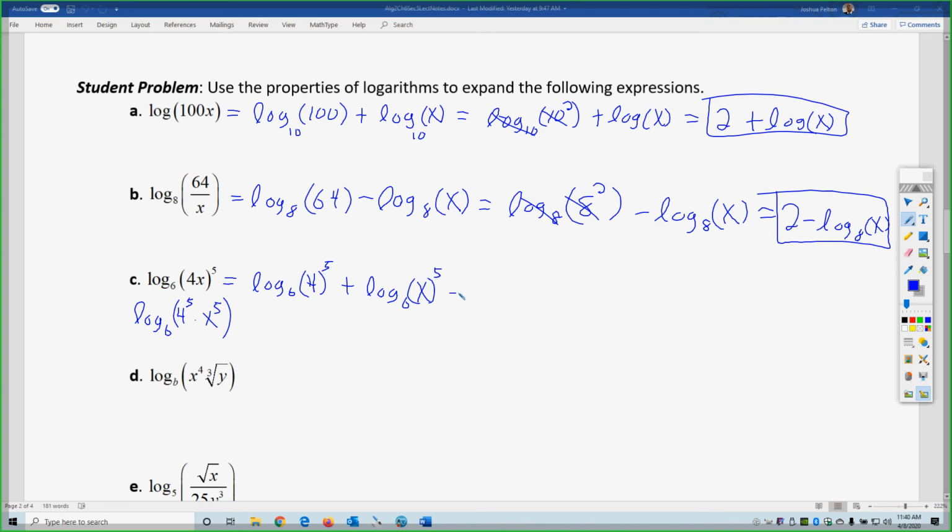Okay, so it needs to go out front. So that's 5 times log base 6 of 4 plus 5 times log base 6 of x. A couple different ways to do that. You can also just put the 5 down there first and distribute to both. Either way is sufficient. Okay, let's move this down for D and E.